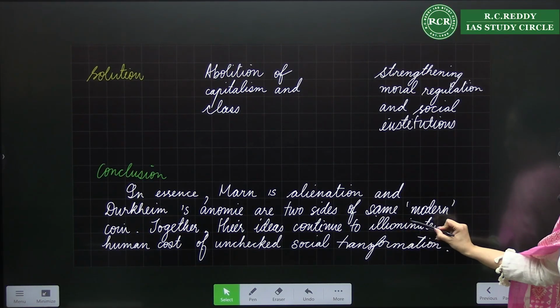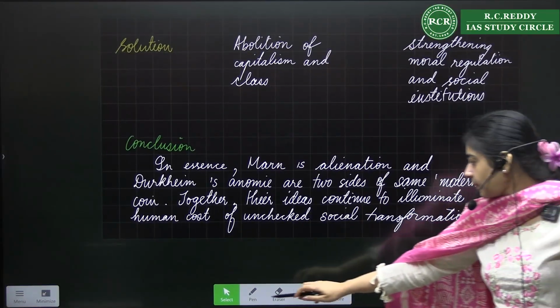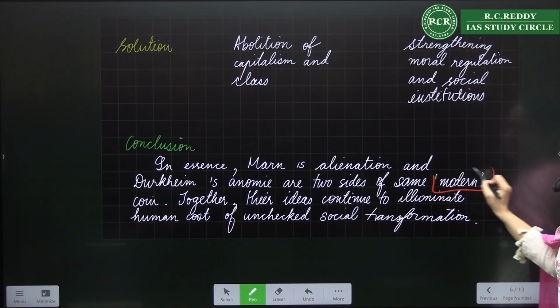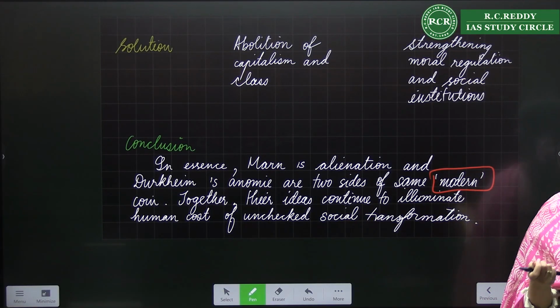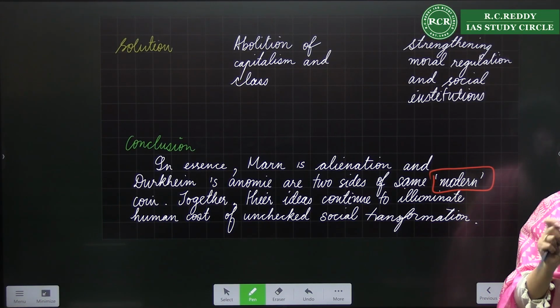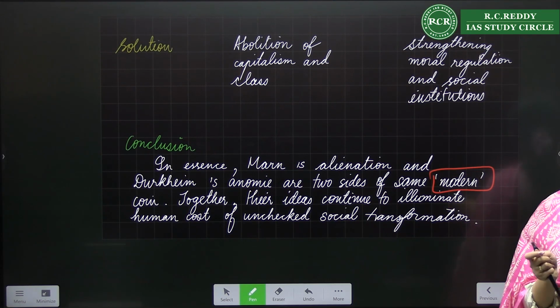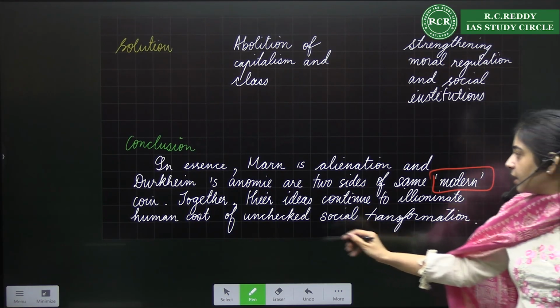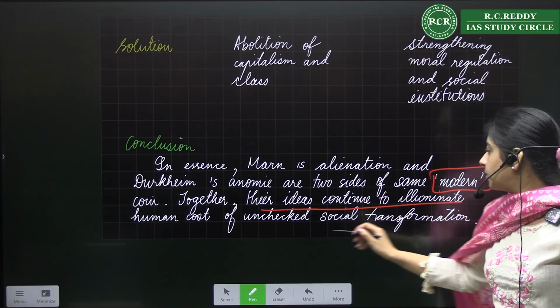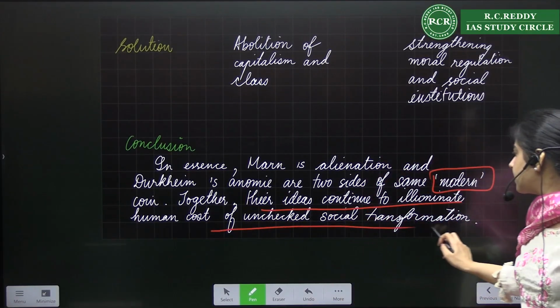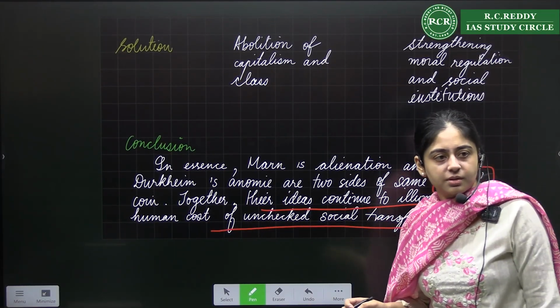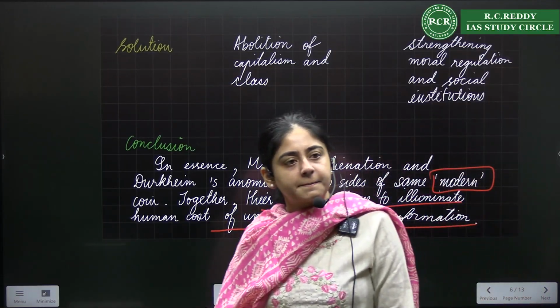Right? You can just highlight this, that when they are talking about modernity, modernity is a coin. Both of them are two opposite sides, but of the same modern coin. Together, their ideas continue to illuminate the human cost of unchecked social transformation. Your answer is done. Right?